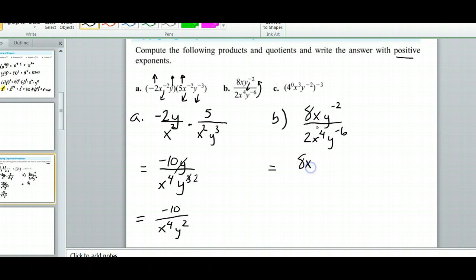Alright, the 8 and the x are not being raised to a negative power. They're not in parentheses like it is here. Okay, so we're going to leave the 8x and the 2x to the 4th alone, only messing with the negative exponents. We're going to move this y to the negative 6 up and call it y to the positive 6th. We're going to move this y to the negative 2 power down and call that y to the positive 2. Okay, and then the 2 and the x to the 4th don't change places.